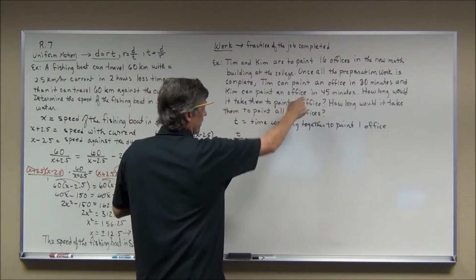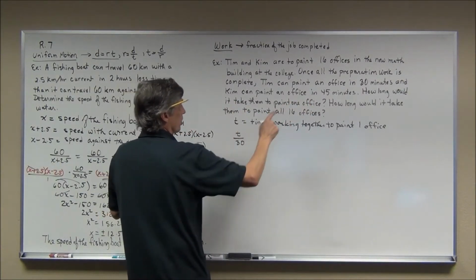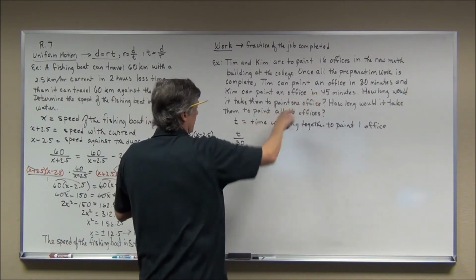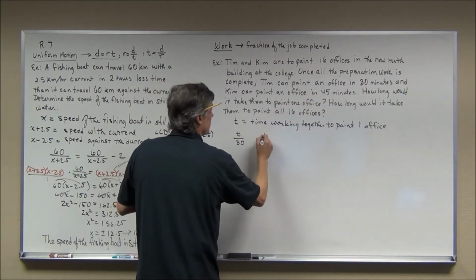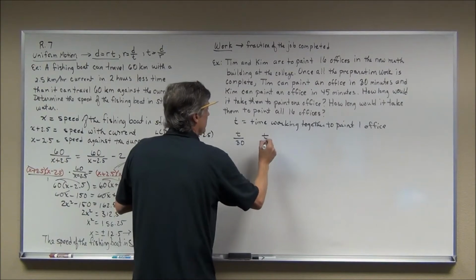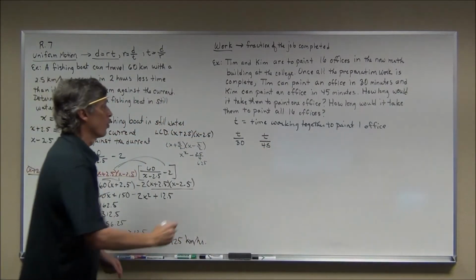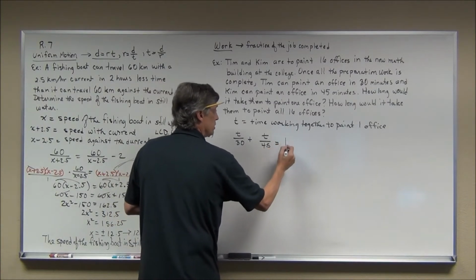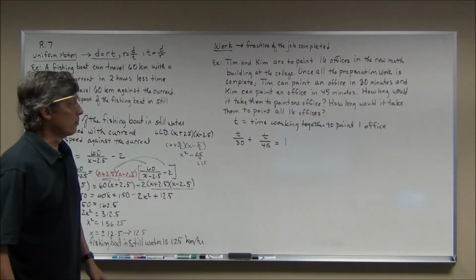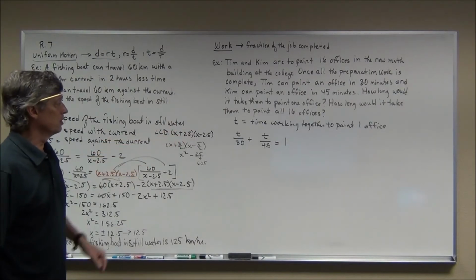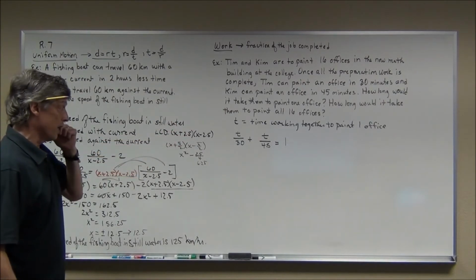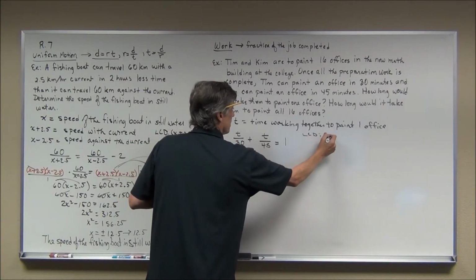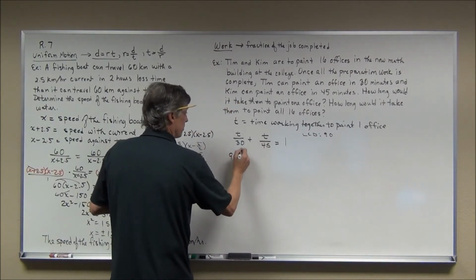And Kim, working 45 minutes by herself, can get the job done by herself. Well, if they work for T minutes, they would get T/45ths of the job done. And working together, these two fractions of the job should equal one job done. Now, because I have a rational equation, I'm going to multiply through by my least common denominator, which would be 90. My LCD here is 90. I'm going to multiply 90 times both sides.